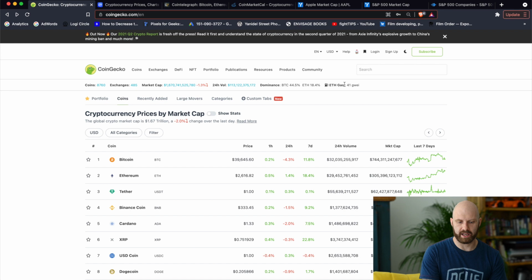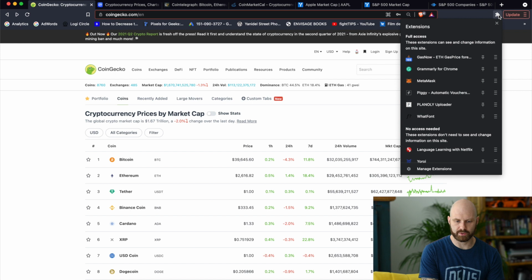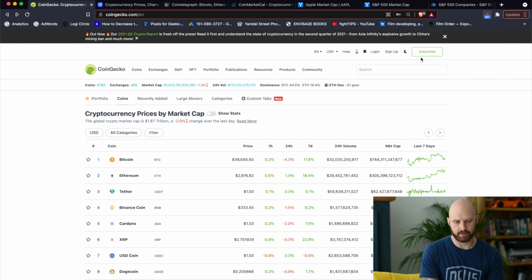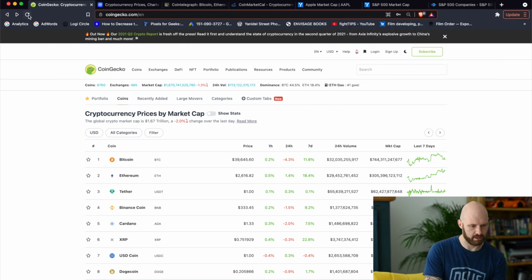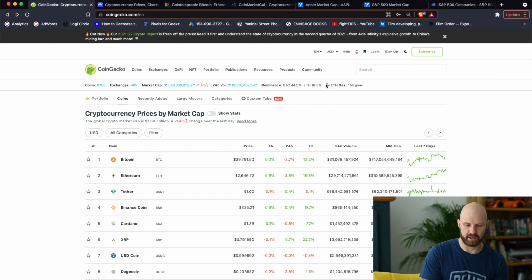And we can also see ETH gas price here. At the moment, that's 41 Gwei. However, I find that sometimes a bit inaccurate, and I prefer to use Gas Now, which is a website, but it's also a browser extension, and that gives far more accurate prices. As you can see, they're actually quite a bit different than CoinGecko. But as you can see, I had to refresh it.